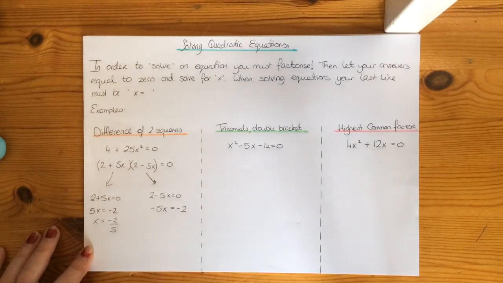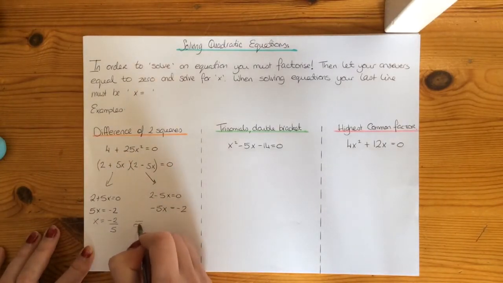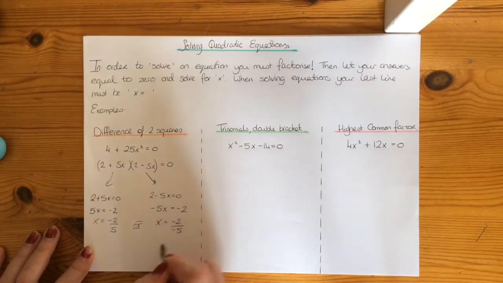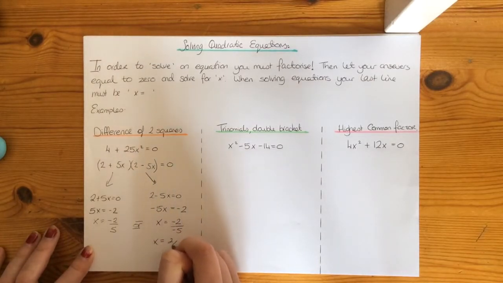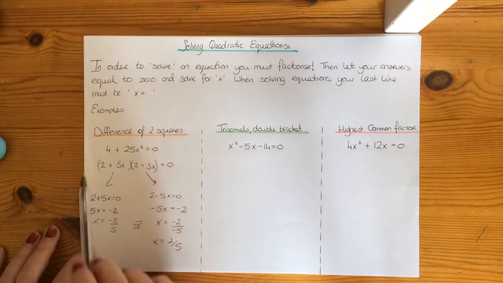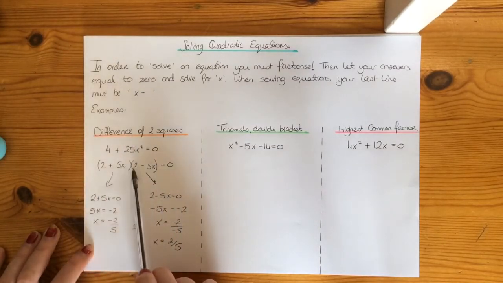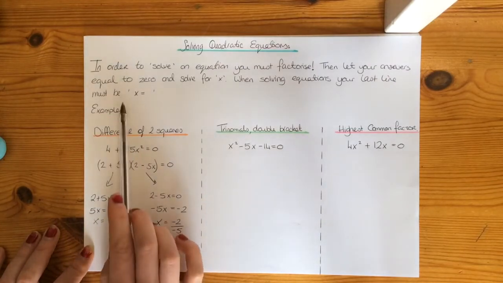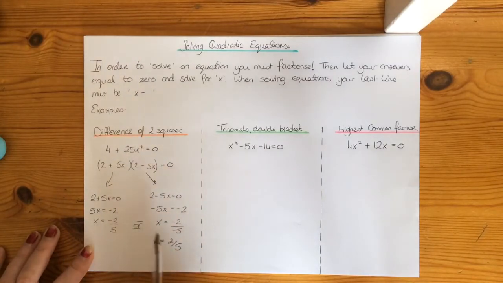So x can be minus 2 over 5. Or another answer, x equals minus 2 over minus 5. Now, minus and the minus gives us a plus. So we've got x equals 2 over 5. So it can be x equals minus 2 over 5 or x equals 2 over 5. And that's our two possible answers. Okay, so factorize and then let each of your answers equal 0, and then your very last line, like I said up here, must be x equals, and you'll get two answers.